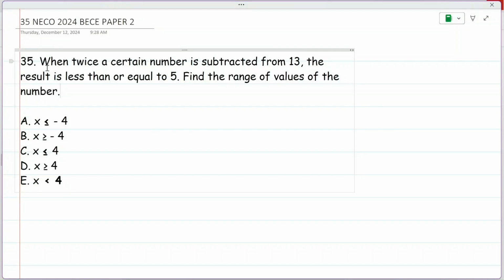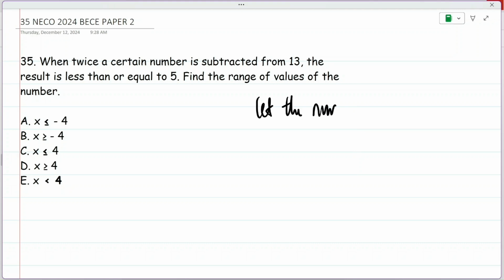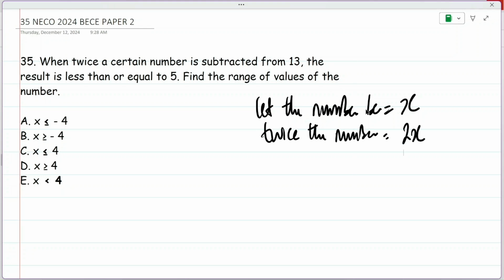Question 35. When twice a certain number is subtracted from 13, let the number be x. And twice the number is 2x, that's 2 times x. 2x is subtracted from 13. From this first line, we've created 13 minus 2x.